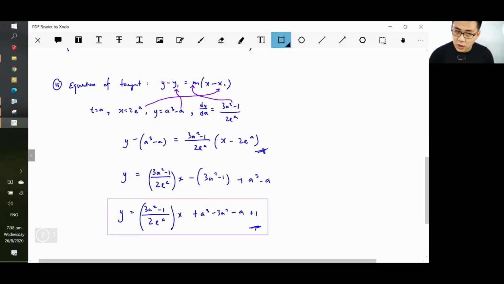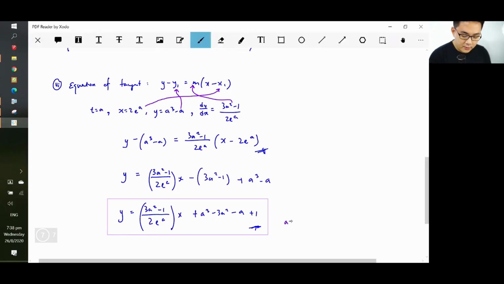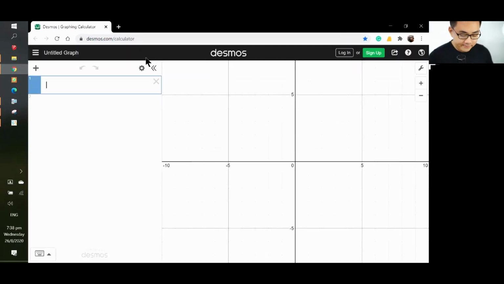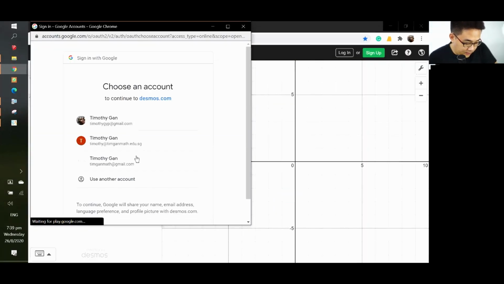Everything. So when you deduce this equation here, depending on the a, if a equals 1, I substitute inside here, then the equation of tangent will just be this. How do you visualize it? I will visualize it for you using our favorite Desmos. It's so cool, man. I love Desmos. Desmos is for the win.